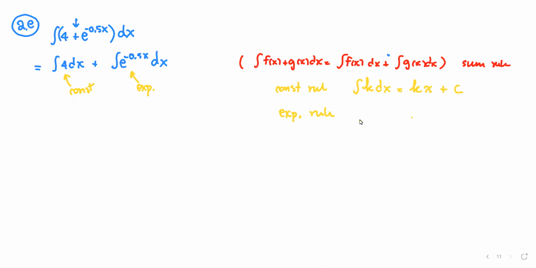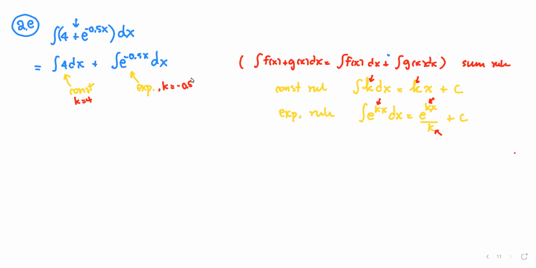Exponential rule means we have the integral. The integrand is e to the kx with respect to x. The antiderivative is e to the kx divided by k plus c. Note, you identify the k, use the same k as a denominator. For our case, for the constant, the k is 4. For the exponential, k is negative 0.5.